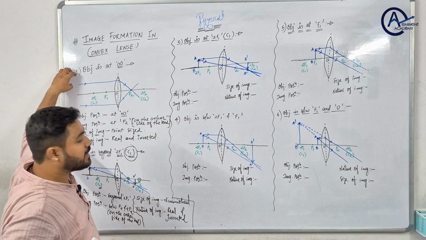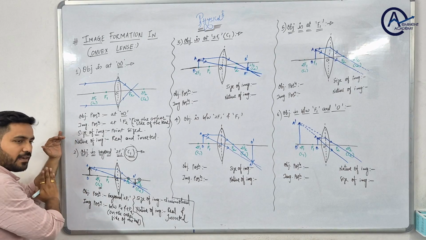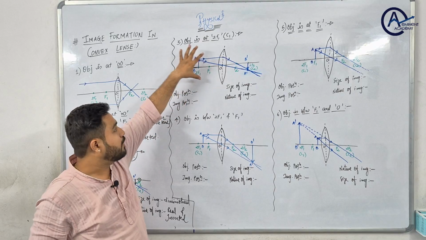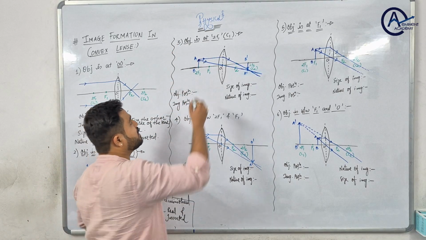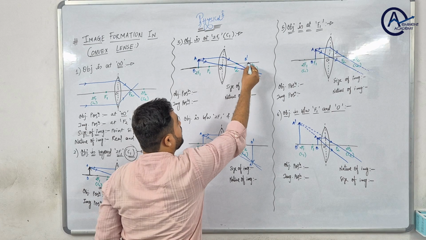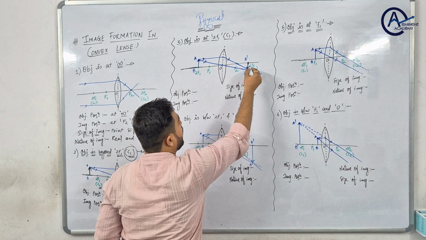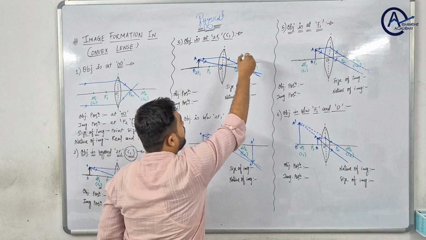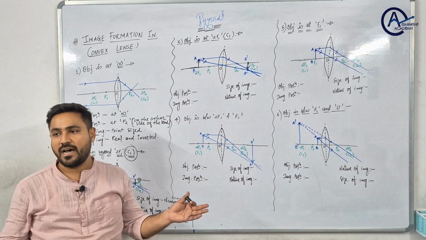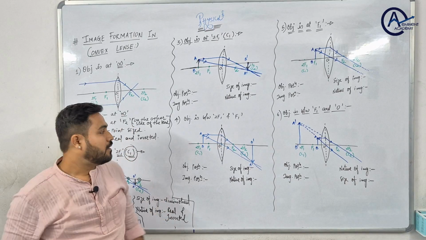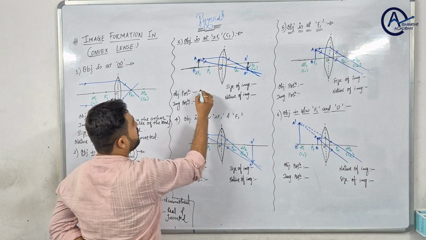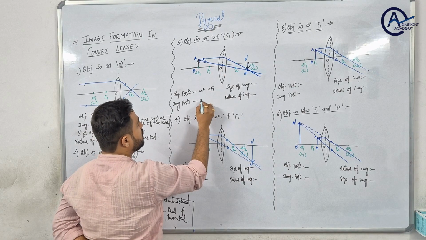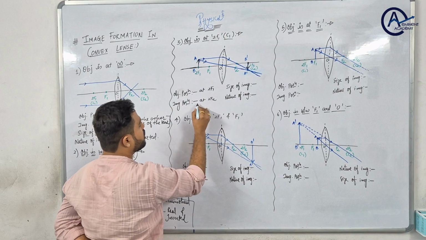Initially it is at infinity. In the second case, where did we place it? Beyond twice f1. Now we are putting it at twice f1, so the image we are getting is exactly at twice f2, and we can see that the object size AB and the image size A'B' are both the same. So here we can say the object is at twice f1, and the image position is at twice f2.